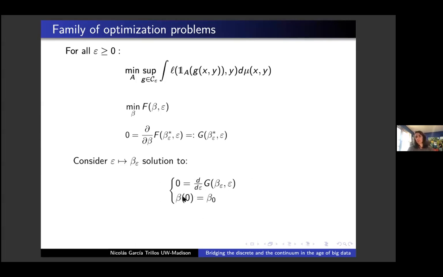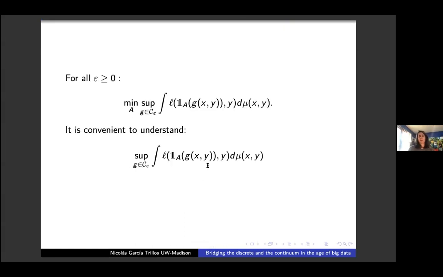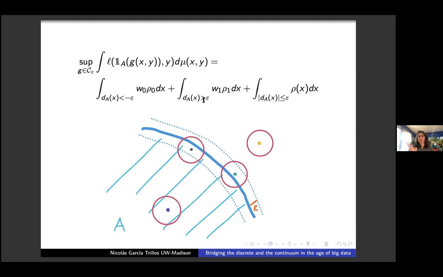So my initial condition, at time 0, when the adversary is off, I know where the solution to my problem is. That's where my base classifier will go. And then what I have to do is just solve this ODE. So this is just an initial value problem. Okay, so this is the general perspective. Of course, for the specific problem we're interested in, we need to understand what the objective function is. What is this f beta epsilon that I was talking about earlier? It looks like this. And for that, we just try to understand what that supremum is.